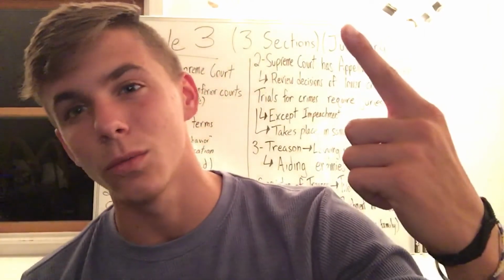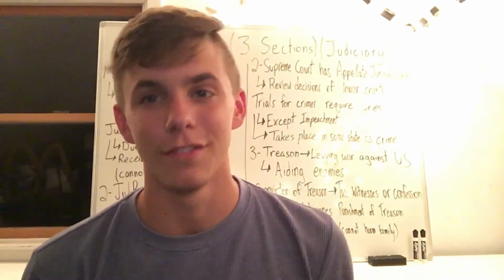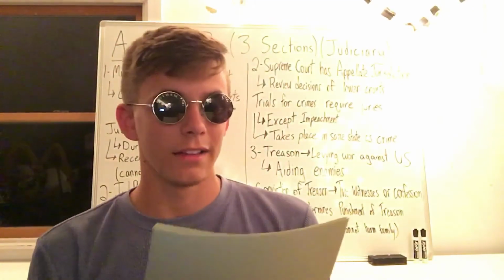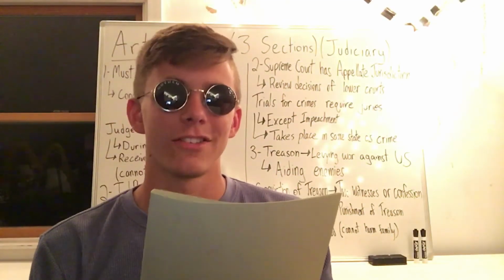Now, Section 2 goes on to say that all trials for crimes must contain a jury, except for those in the case of impeachment. This also says that all trials must take place in the same state that the crime was committed. Section 3 talks about treason and describes treason as either levying war against the U.S. or aiding enemies. Now, a conviction of treason requires at least 2 witnesses or a confession in open court.